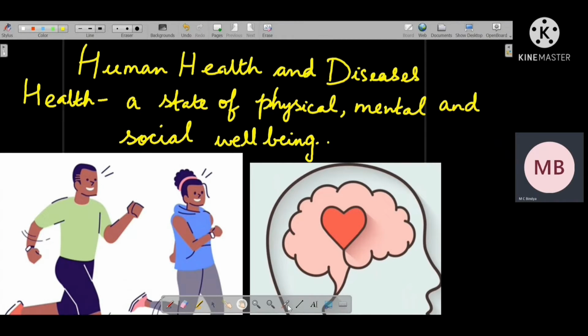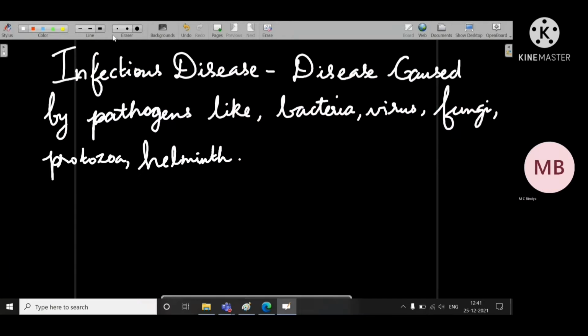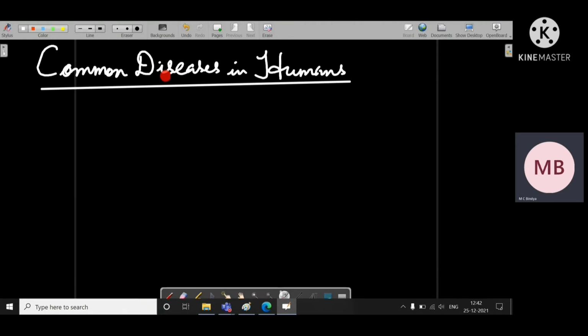Human health and diseases. Health means a state of physical, mental, and social well being. Infectious disease is a disease that is caused by pathogens like bacteria, virus, fungi, protozoa, and helminth. The following are some of the common diseases in humans.